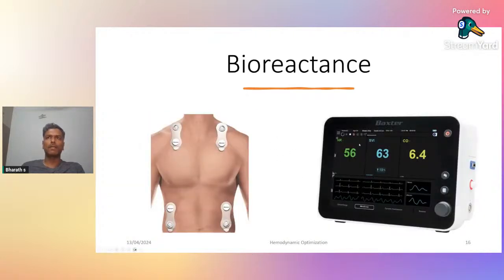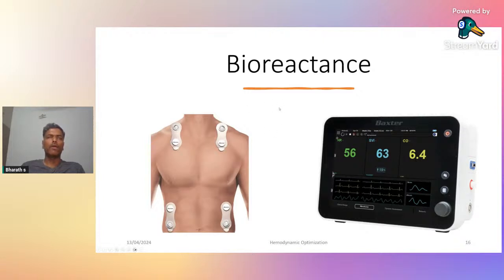So the Baxter, based on the bioreactance principle, uses electrodes placed on the chest. They measure the change in the electrical reactance across the four electrodes, which happens due to the blood flow across the aorta. This shift in the electrical signals is calibrated to determine the cardiac output in terms of flow volume and cardiac output.